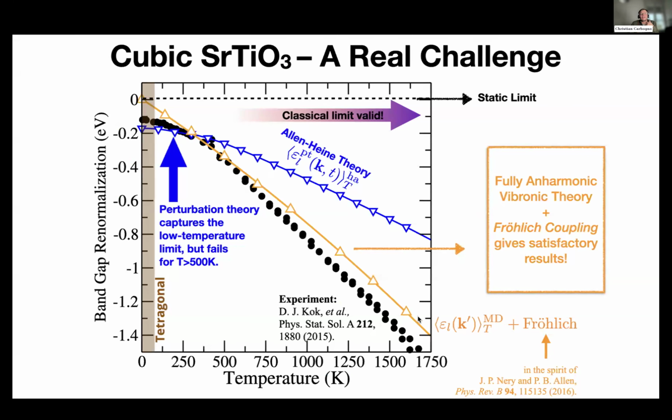Yes, as I tried to explain, Allen-Heine theory actually relies on harmonic phonons. And if your harmonic phonons break down, like here in cubic strontium titanate, we have strong anharmonicity. Starting at 100 K, you see that this strong anharmonicity appears, and then Allen-Heine theory is no longer really appropriate because you're no longer describing the real dynamics of the system. And then you need to use a fully anharmonic method to get the right result.